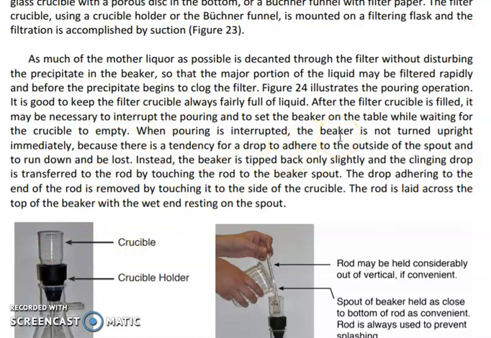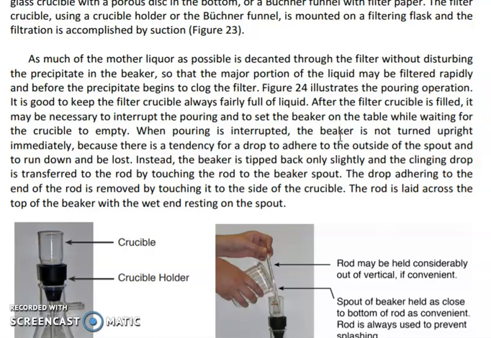In the pouring operation, it is good to keep the filter crucible always fairly full of liquid. After the filter crucible is filled, it may be necessary to interrupt the pouring and to set the beaker on the table while waiting for the crucible to empty. When pouring is interrupted, the beaker is not turned upright immediately because there is a tendency for a drop to adhere to the outside of the spout and to run down and be lost.